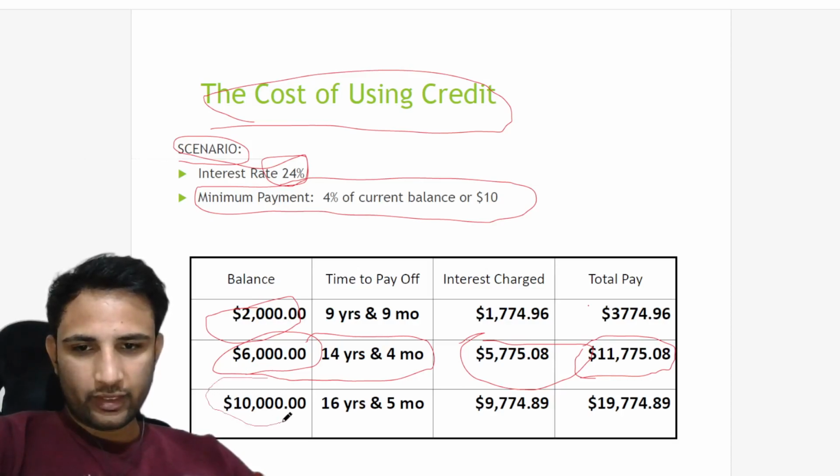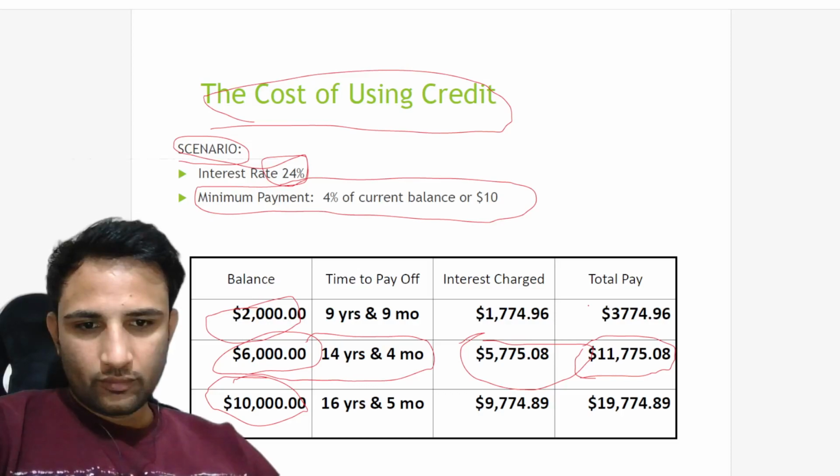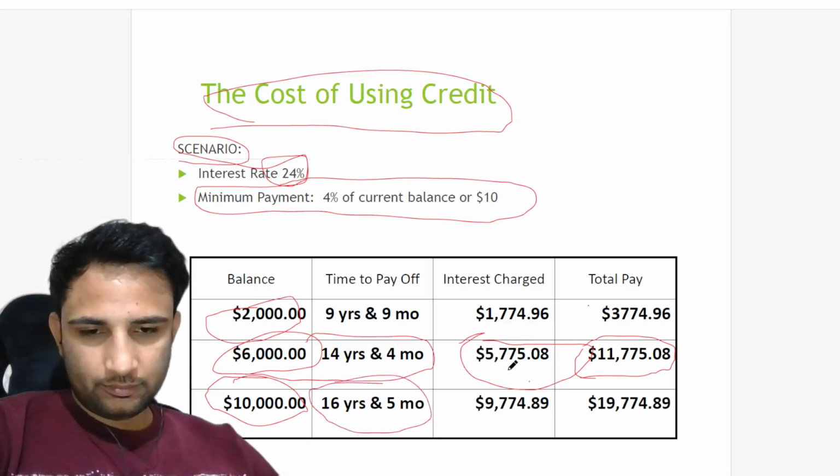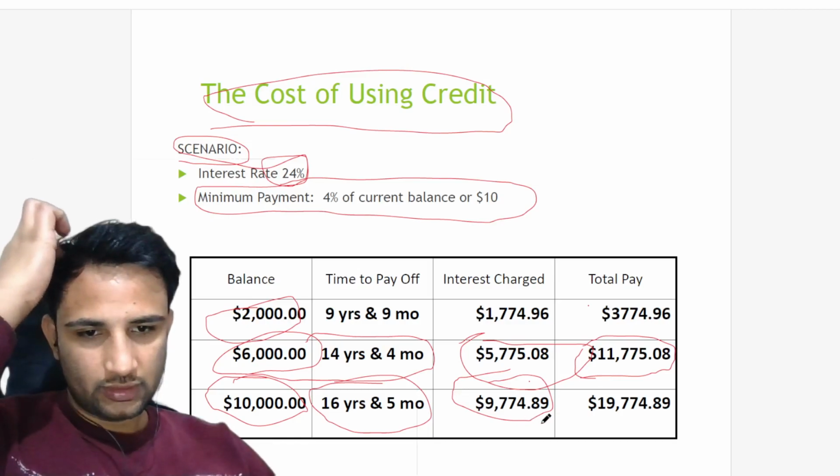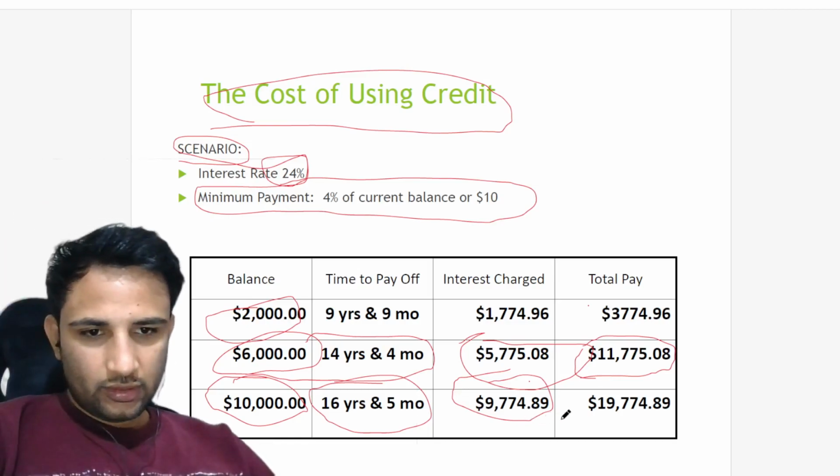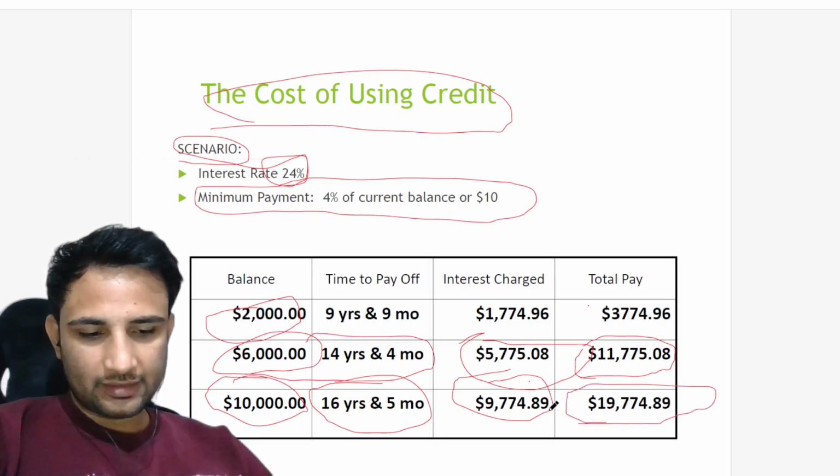And then in the case of a $10,000 balance, the time to pay back is 16 years and 5 months. The interest charge alone on that amount is $9,774.89, and the total payment is $19,774.89.